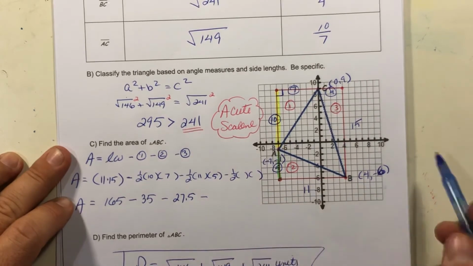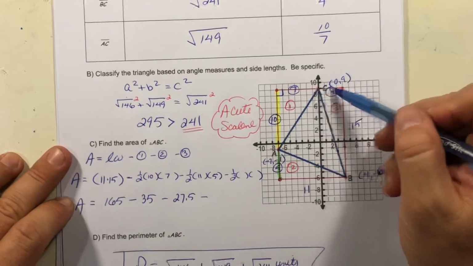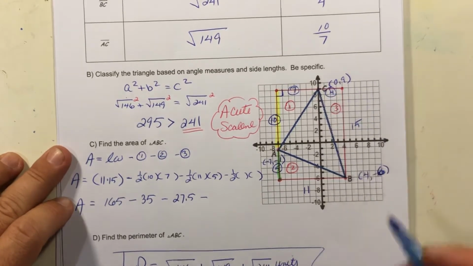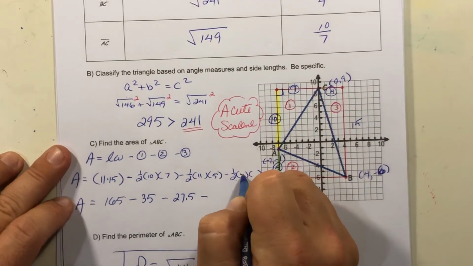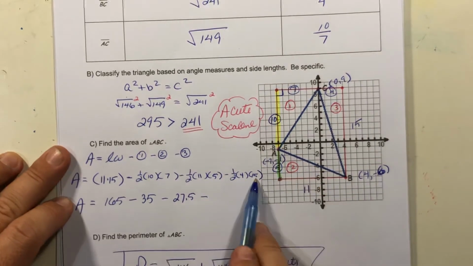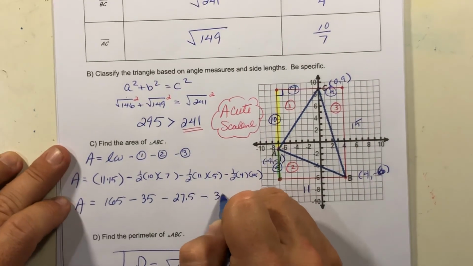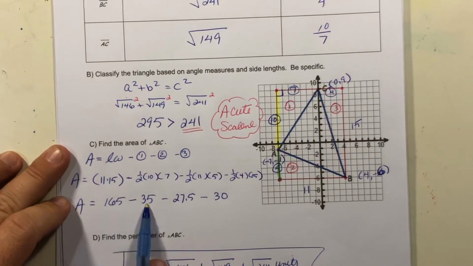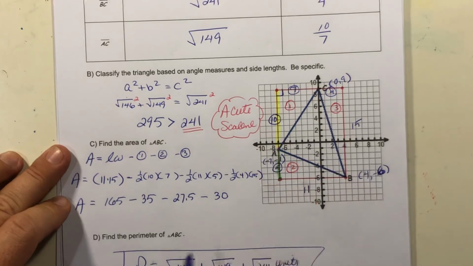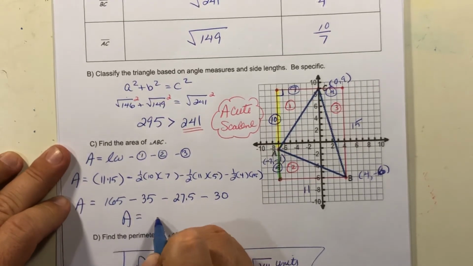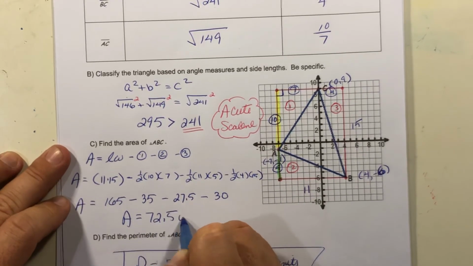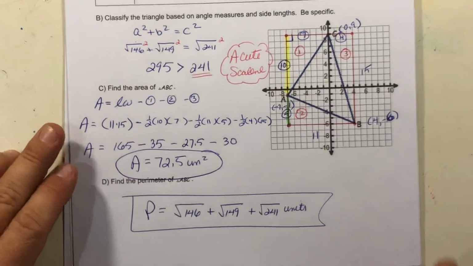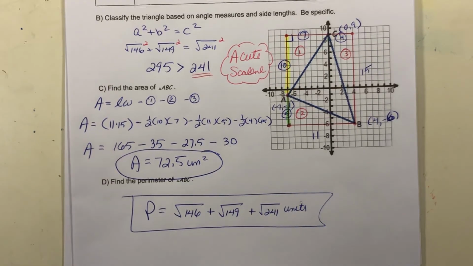Okay. Our last piece is piece number 3 over here, and this is 4 by 15, right? So the two legs are 4 and 15. 4 times 15 is 60. Cut in half is 30. Now, ladies and gentlemen, I just grab my calculator. I take 165 minus each of these 3 extra pieces. Our final area will be 72.5 units squared. Okay?